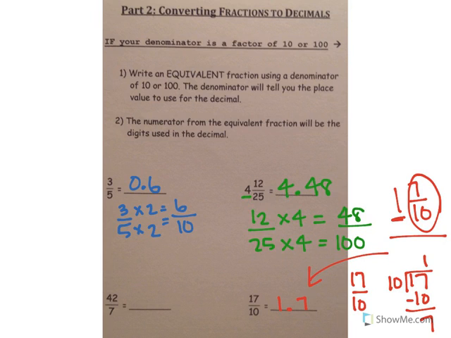And then let's try one final one, 42/7. Now this one is kind of tricky because it doesn't have an equivalent fraction with a denominator that is a factor of 10 or 100. So what I need to do is just divide and see what that gives me. 42 divided by 7. Well, 7 times 6 is 42, and I have no remainder. So my decimal here is actually just going to be 6.0. So 6 and nothing behind the decimal.